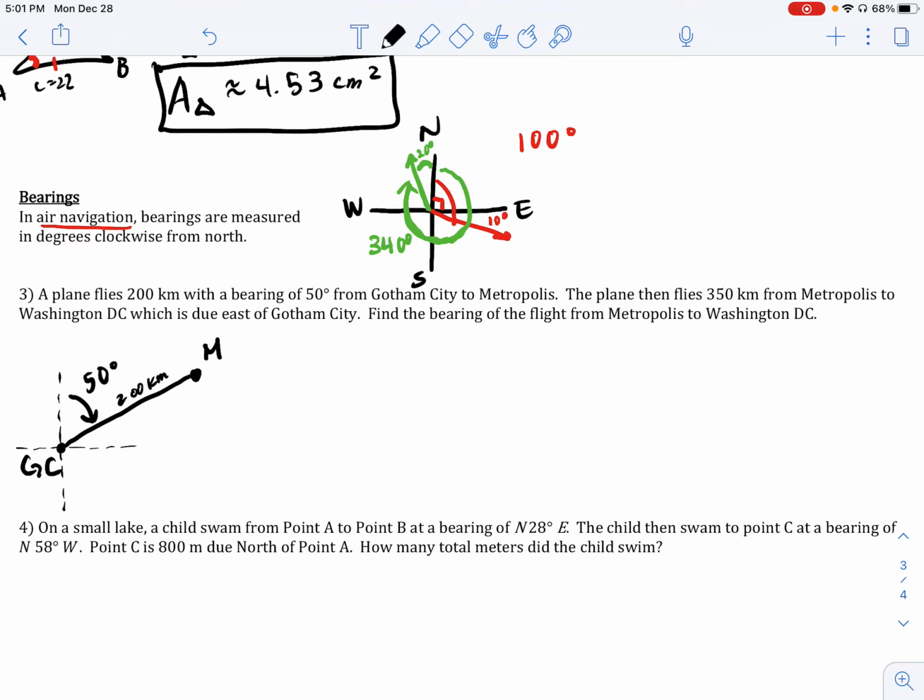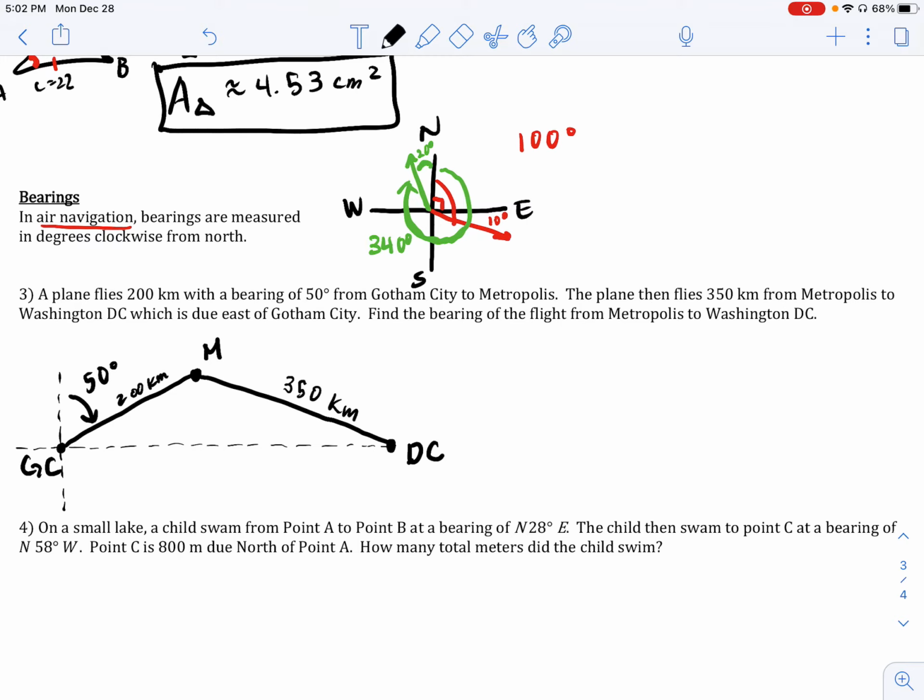Now let's read the next part. The plane then flies 350 kilometers from Metropolis to Washington, D.C., which is due east of Gotham City, which is another way of saying it's directly east of Gotham City. So Washington, D.C. is somewhere around here. I'm going to label this as D.C. So the plane flew this distance of 350 kilometers from Metropolis to D.C.